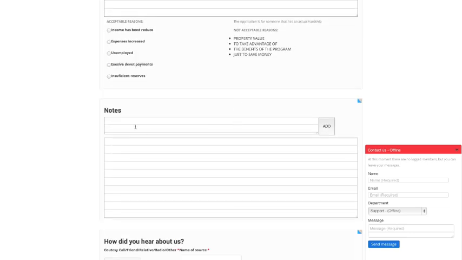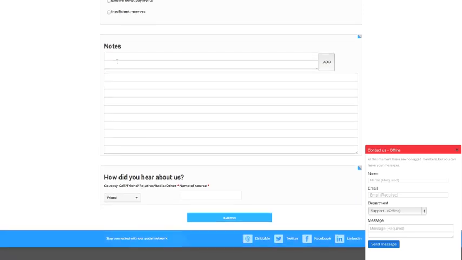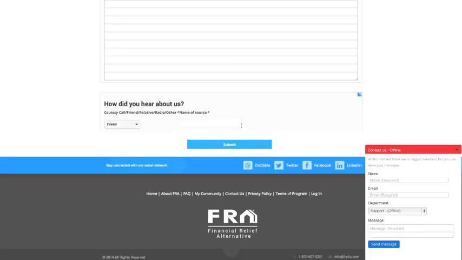Notes, if you think there's something the system needs to know about your financial situation, like you had a foreclosure or you had bankruptcy or you're in a process of foreclosure or process of bankruptcy, you have a lawsuit, whatever you think might be important, just enter it right here and click add, and all the notes will appear right here and it will be saved.